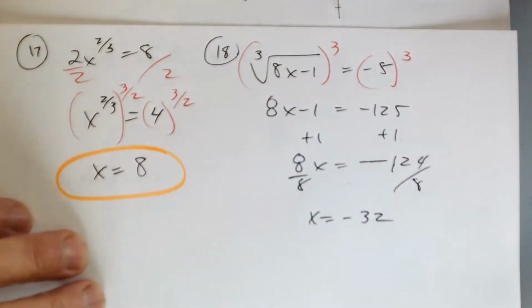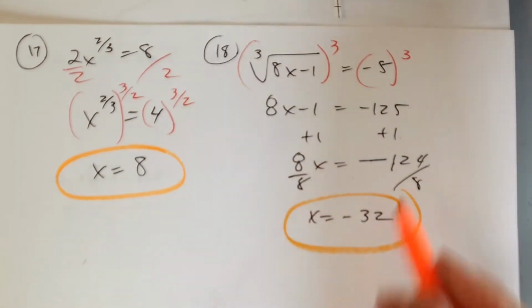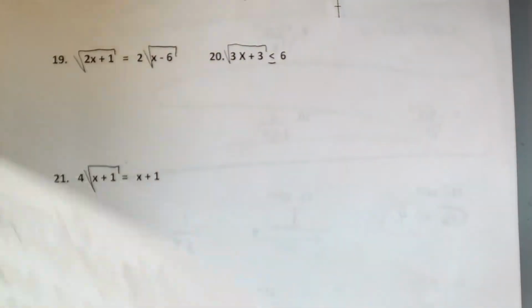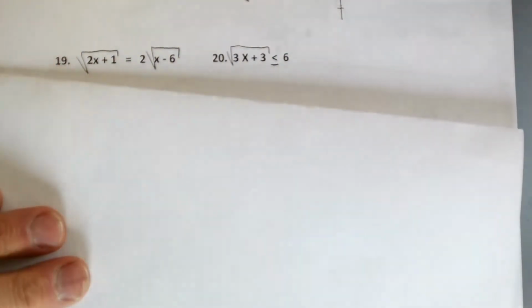Now, negatives are okay with cube roots. Okay, so I'm going to keep that answer. I need to check that answer. Now, I'm going kind of fast, and if at some point in time you say, hey, Mr. Davies, slow down, just stop the video, rewind it if you need to, or whatever, okay? Now, 19.